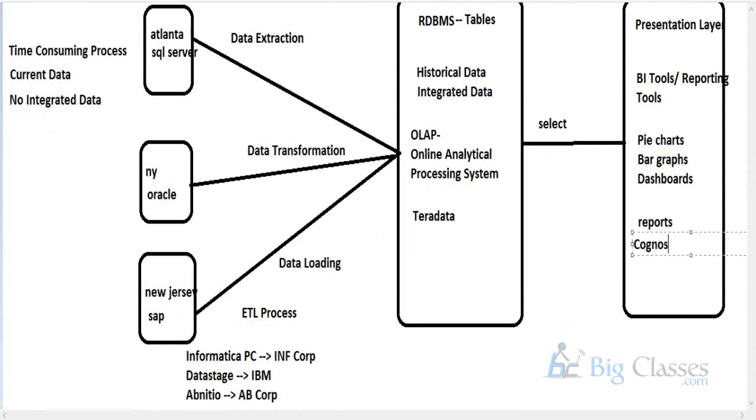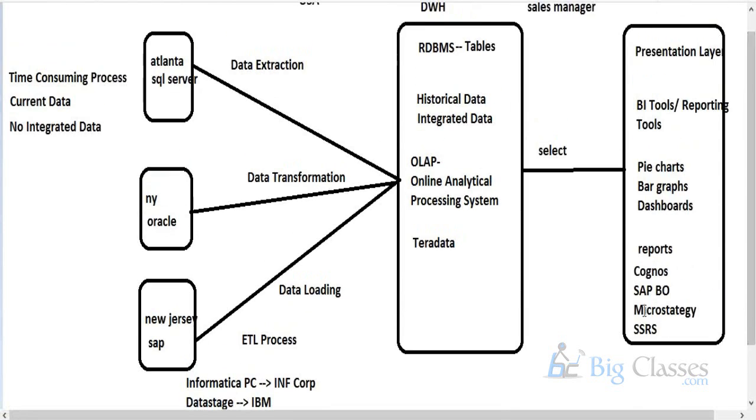Cognos is a BI tool, and we have SAP Vivo, MicroStrategy, and SSRS. Cognos is from IBM, SAP Vivo is from SAP, MicroStrategy is from MicroStrategy Corporation, and SSRS is from Microsoft. So these are all the reporting tools that we have. They select the data from the data warehouse and represent it in the form of reports.